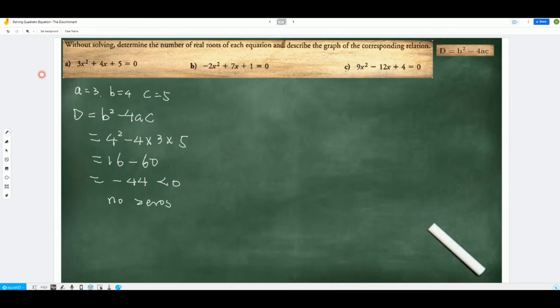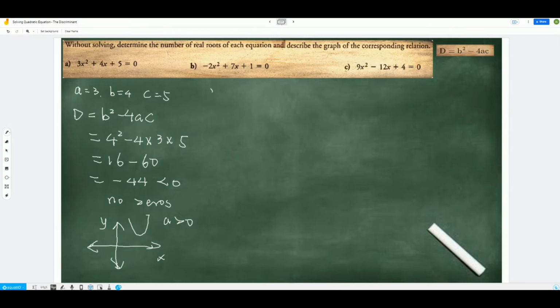If I draw the graph of the equation, let's roughly draw it. This is x and this is y. A equals 3, so a is greater than 0 and the parabola should open up, and since D is less than 0 there are no zeros, something like that. So it doesn't touch the axis. That's the first question, part A.